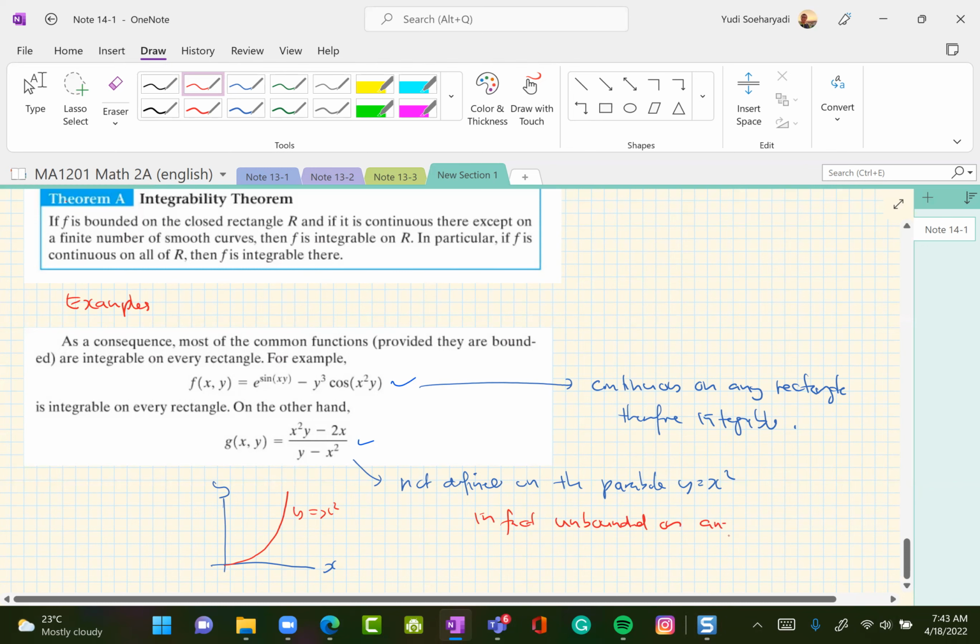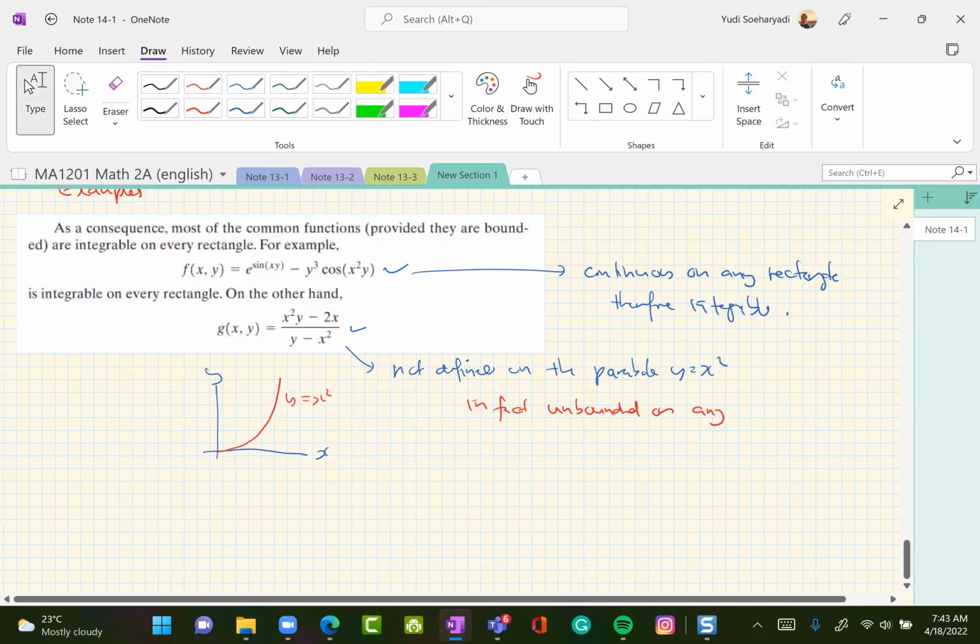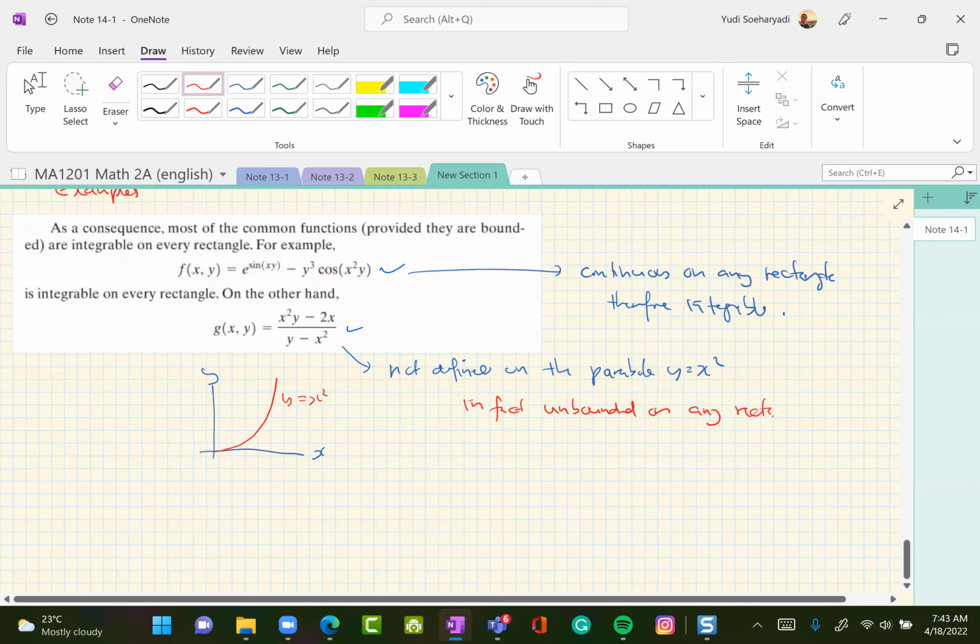On any rectangle containing any part of the parabola. So this is not integrable, for example, here.